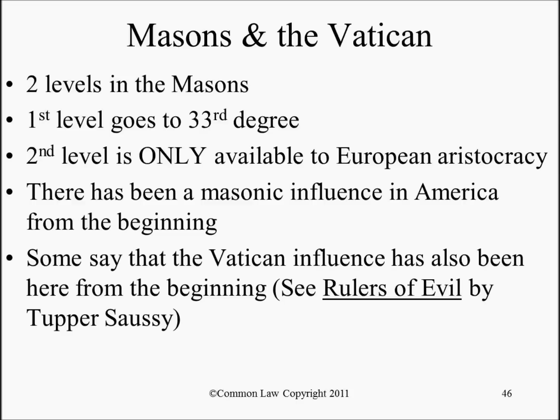Like all these clubs, like the Lions, there's a bunch of these so-called charitable organizations that you see, and these clubs are all tied in with the Masons. There's been a Masonic influence in America from the beginning. Some say that the Vatican influence has also been here from the beginning, and that's if you look at a book called Rulers of Evil by Tupper Saussy. Very good book, I read it. He talks about how the Vatican, the Jesuits, were involved with America from the beginning.